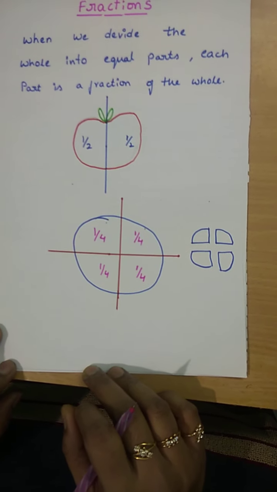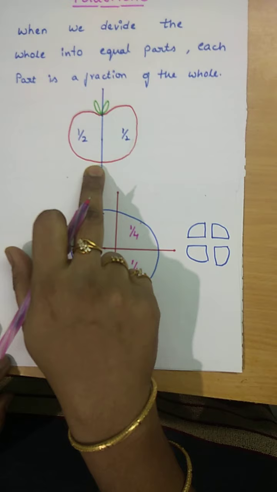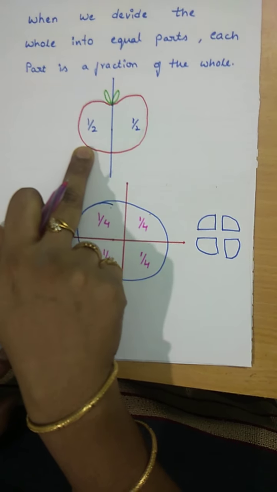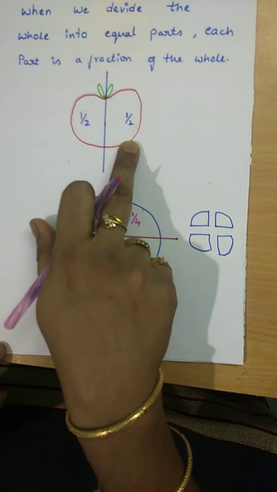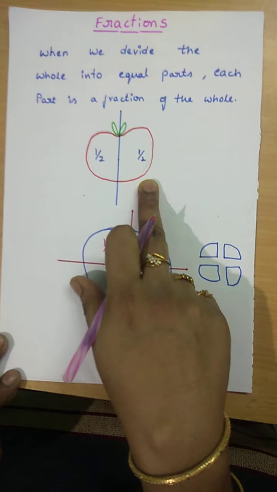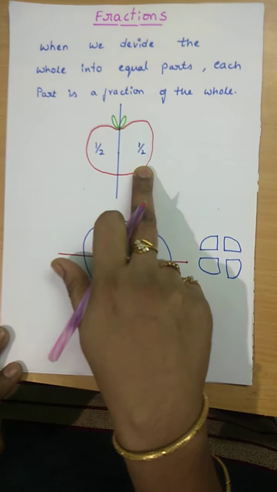Here, one apple is divided into two equal parts. Each part is denoted by 1 by 2. So, this is the half of the apple and this is the half of the apple. 1 by 2 is a fraction here.